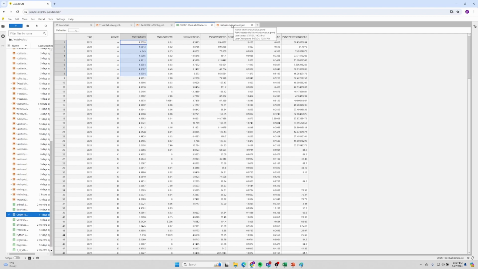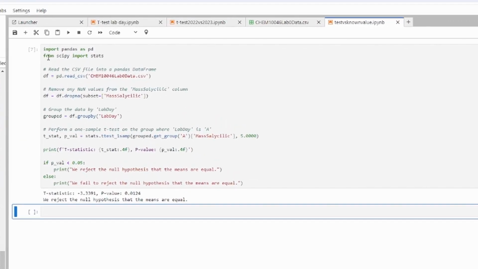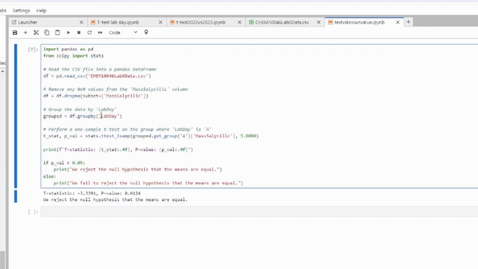So we've got code here that I developed with the Copilot, and we import pandas as pd, we import SciPy, and so we read in the CSV file that we just had there. We're going to drop any null values, specifically from the mass of salicylic, not from any other column because I don't want it to affect it too much. We're going to group everything by lab day. So now we've got all our data set grouped by A, B, C, D, and so on.